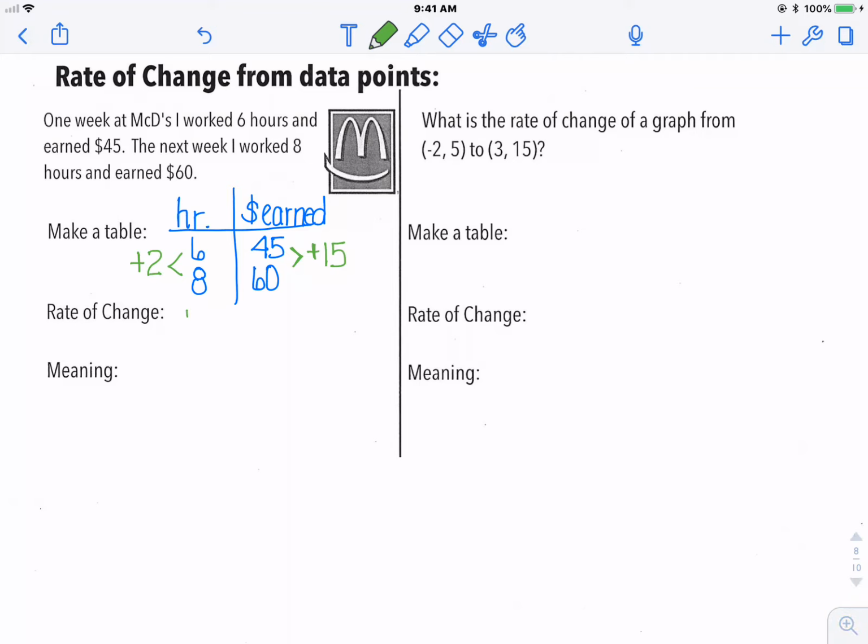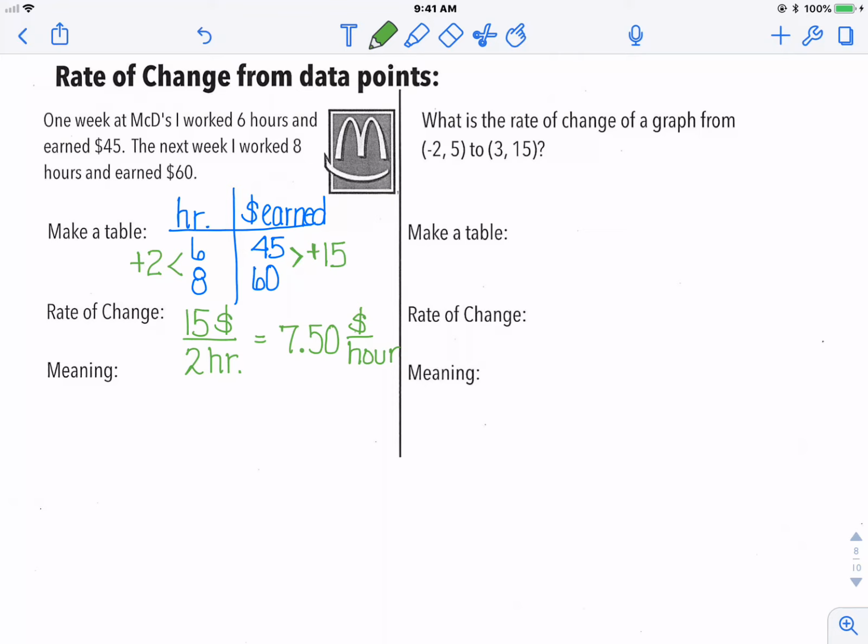So my rate of change then would be 15, change in my Y's or my outputs, over 2 hours, change in my X's. And when I divide that out, that's going to give me 7.5, but I'm going to put the 0 there because this is in dollars per hour.